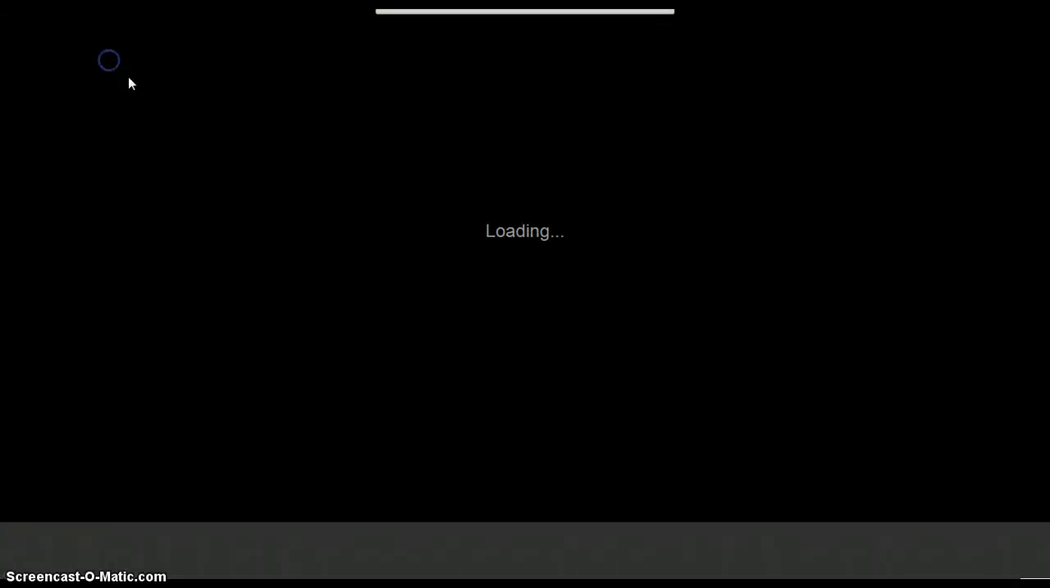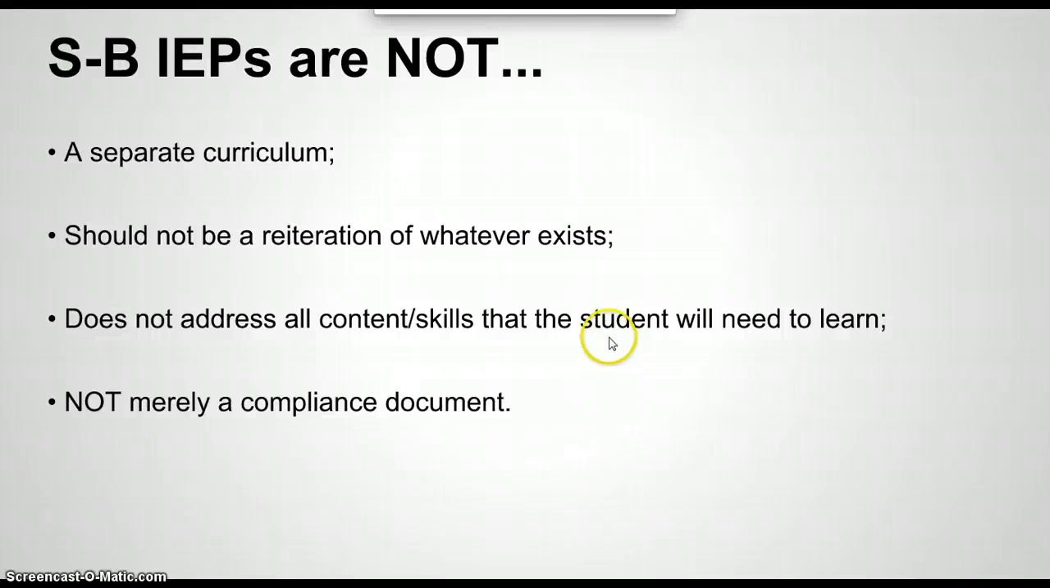Go back. So just a reminder of what standards-based IEPs are not. They're not a separate curriculum. Don't make it more work for yourself than it already is. Don't just reiterate whatever exists. Sometimes you're just randomly picking a standards-based goal. Really try to focus on the student's main needs in order to make them successful.